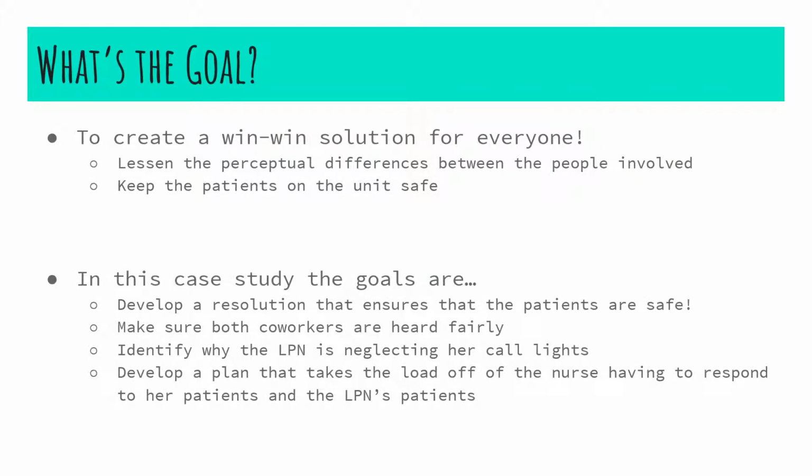So what is the goal here? Since the conflict has gotten to a personal and felt level, we need to create a goal to solve the problem. Our goal is to create a win-win situation for both employees. And we can do this by developing a resolution that ensures that the patients are safe, makes sure both coworkers are heard fairly, identifies why the LPN is neglecting call lights, and develops a plan that takes the load off the nurse having to respond to her patients and the LPN's patients.